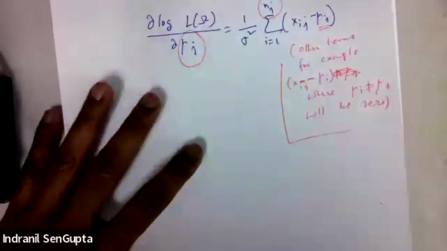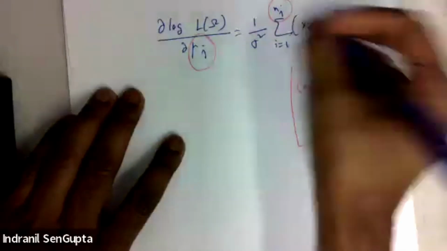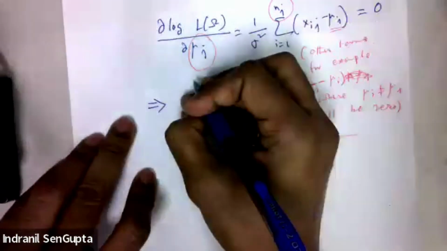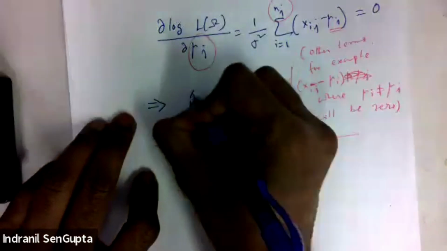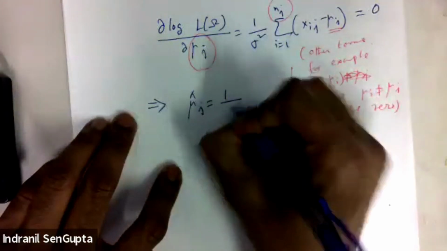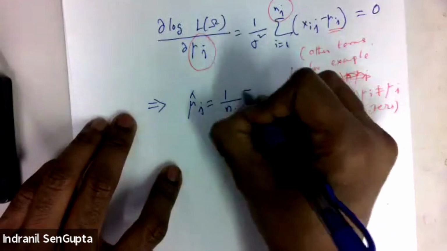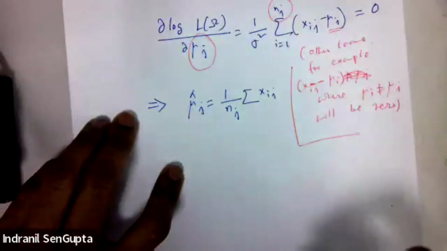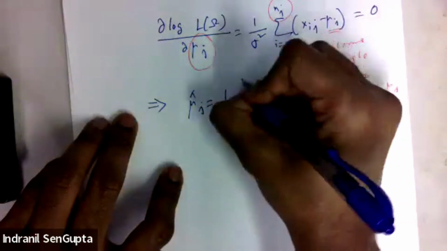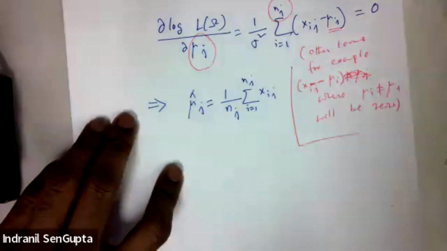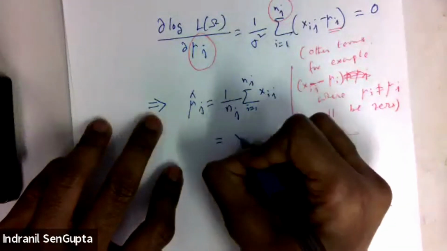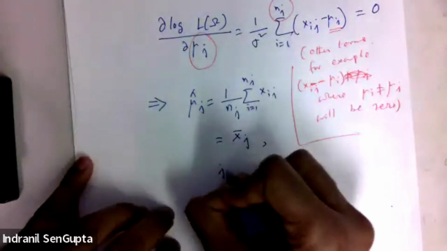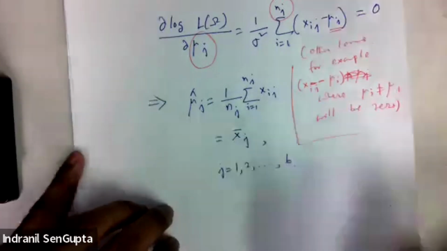And now if I set this partial to 0, this will give me the estimate for mu j hat as 1 over n sub j, summation x_ij, i from 1 to n sub j, which we denote as x bar j. That's our notation. So here j equals 1, 2, up to b.